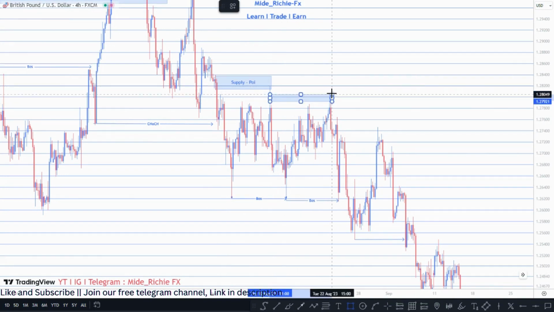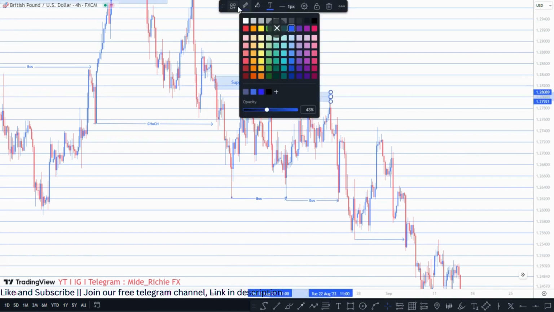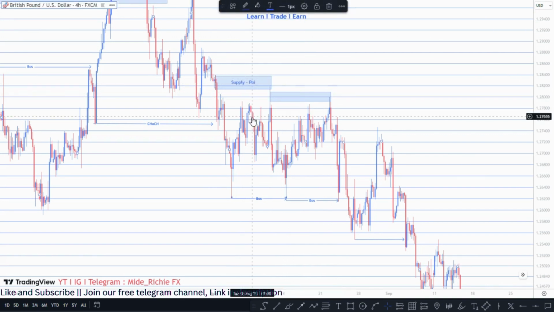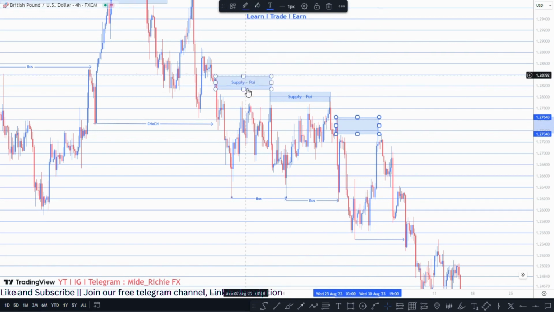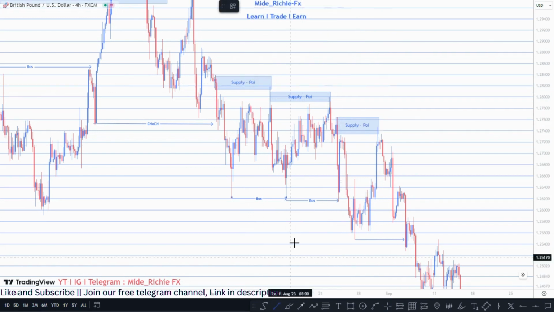I'm pretty much sure about this. Okay. And we have another supply zone right at this point. You can see how the market is mitigating supplies. Market is just following normal market structure. This thing is just very, very simple. You guys shouldn't make it complicated.